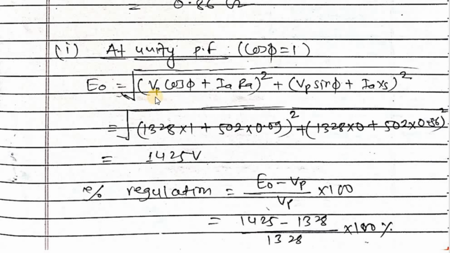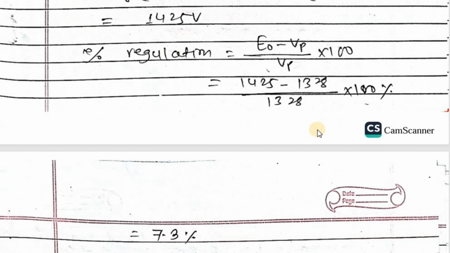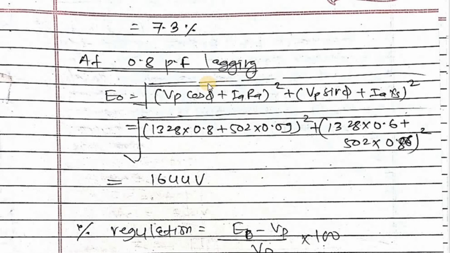At unity power factor, E naught equals root under (Vp cos phi plus Ia RA) square plus (Vp sin phi plus Ia into XS) whole square. Put all these values, we can get the value of E naught, 1425 volt, and voltage regulation equals (E naught minus Vp) upon Vp into 100. So 1425 minus 1328 upon 1328 into 100, we can get 7.3 percent.